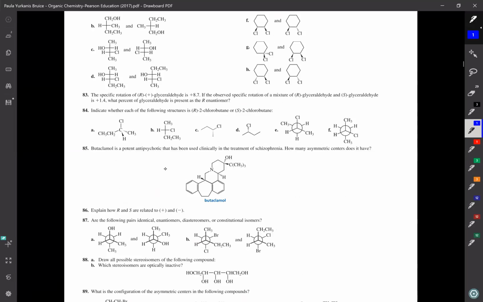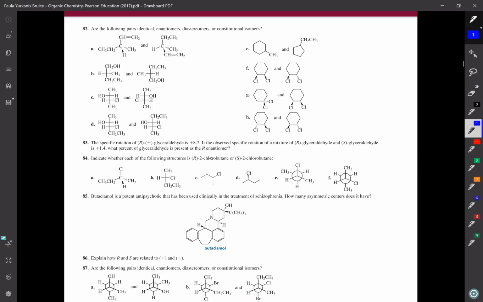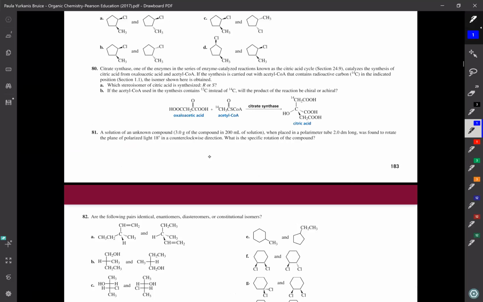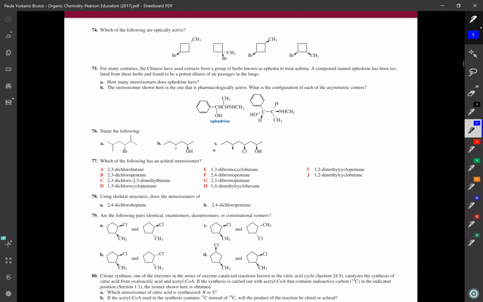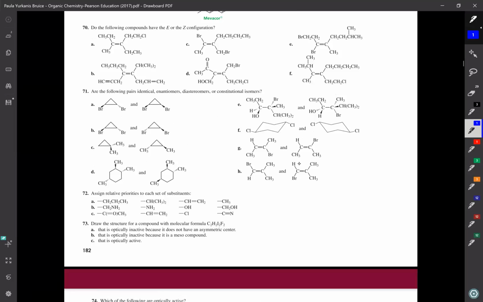Do we not have to know Newman projections? Yeah, you will need to know those Newman projections. That's important. Know the staggered, the eclipsed, and the gauche conformations. And you also need to be able to distinguish between enantiomers, between diastereomers, and stuff like that. I expect you guys to be able to do that.